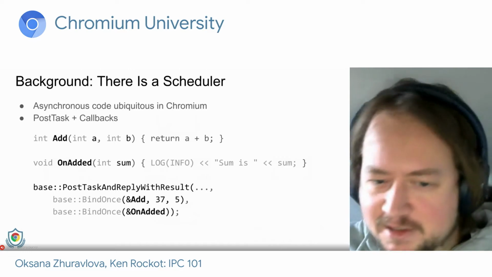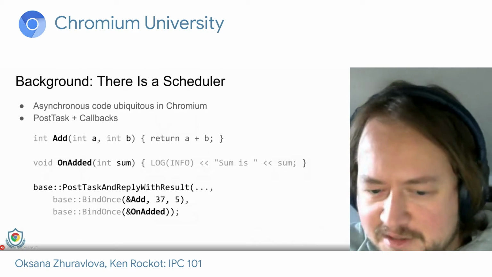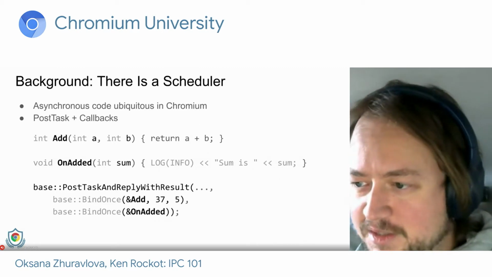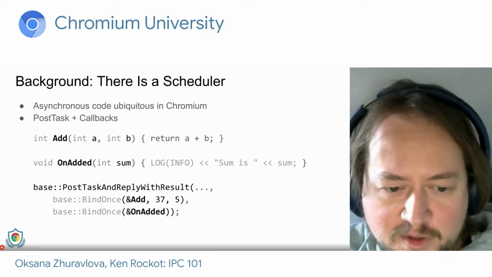So IPC is inherently asynchronous work. You ask another process to do something. You don't want to sit around and wait for it to finish. You just want to say, please do this and let me know when you're done.